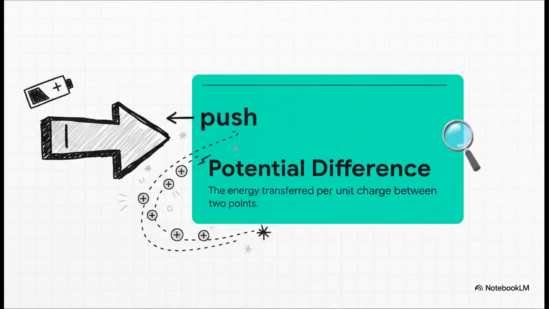Next, we've got potential difference, or as we usually call it, voltage. If current is the traffic, potential difference is essentially the push, or the pressure, driving that traffic forward. As these charged particles get pushed along, they transfer energy from one point to another. Literally, no push, no movement.